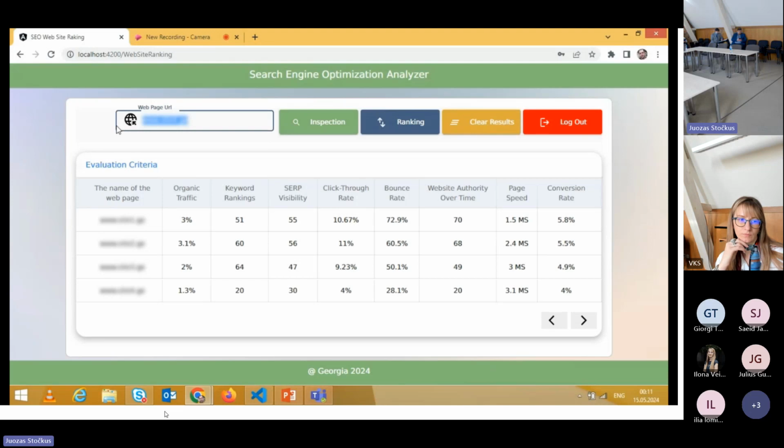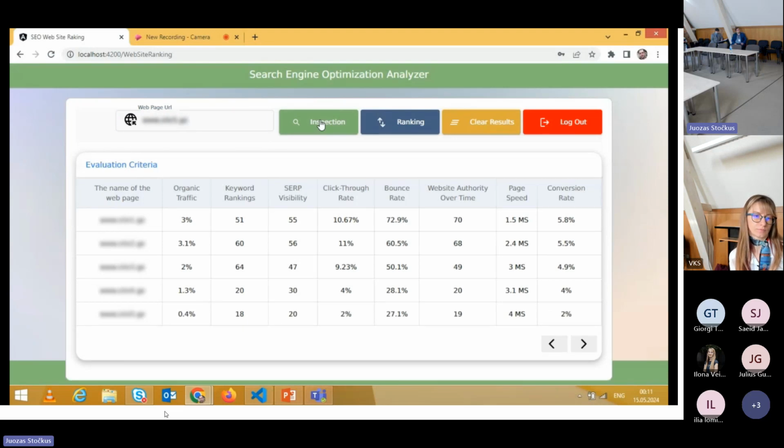We have five free web pages for testing, and users who have paid for this application have unlimited web access. After that, by clicking on the ranking button, the application will implement the algorithm and show the websites ranked according to the ranking, which clearly shows the best websites.